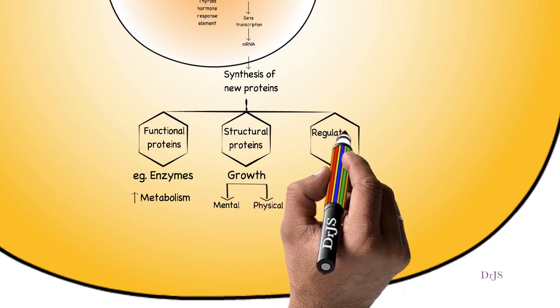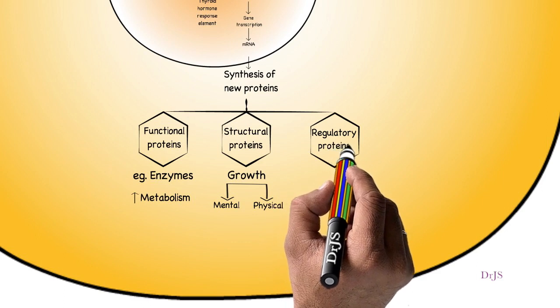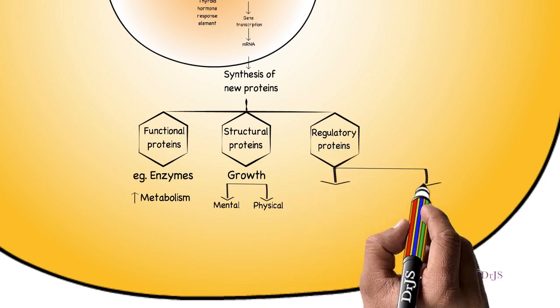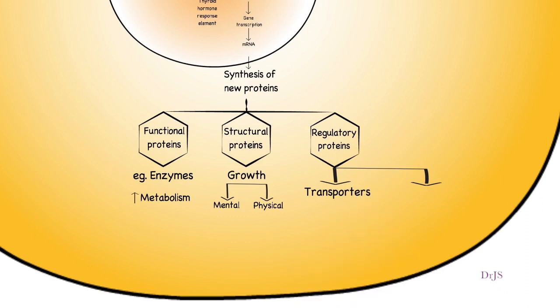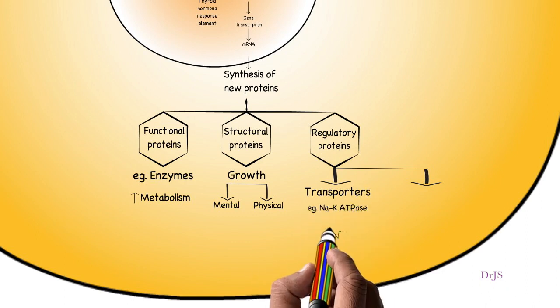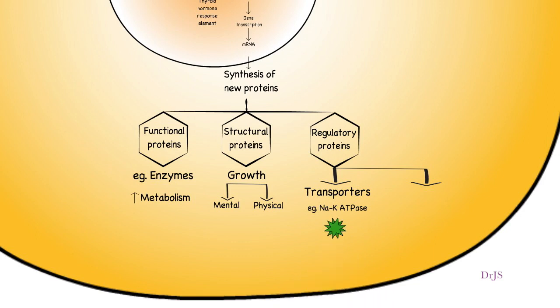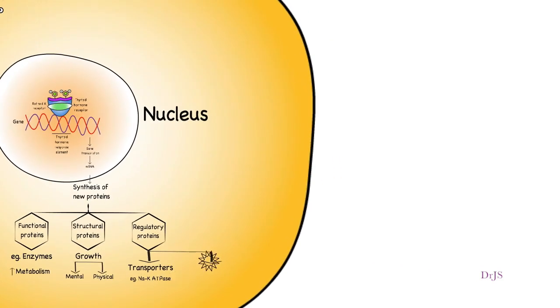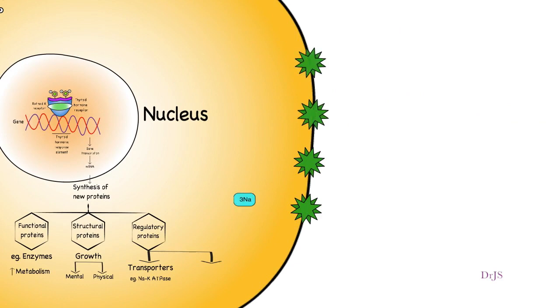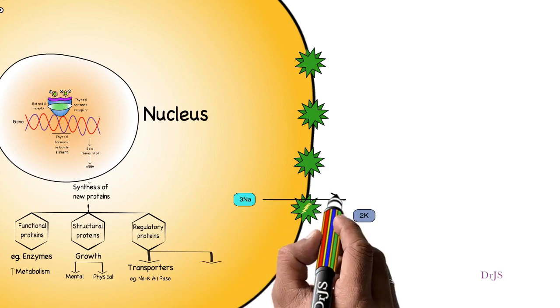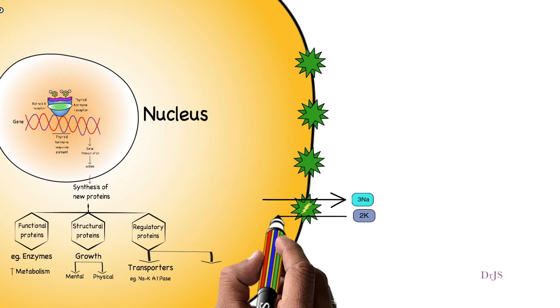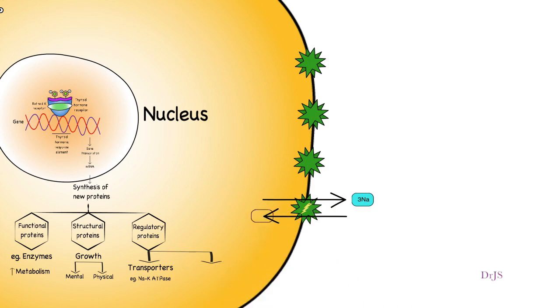The third type of proteins are regulatory proteins. These are transporters, for example sodium-potassium ATPases. These sodium-potassium ATPases are expressed onto the cell membrane. These transporter proteins push 3 sodium outside and 2 potassium inside the cell. Because this process uses energy and increases the amount of heat produced in the body, this might be one of the mechanisms by which thyroid hormone increases the body's metabolic rate.